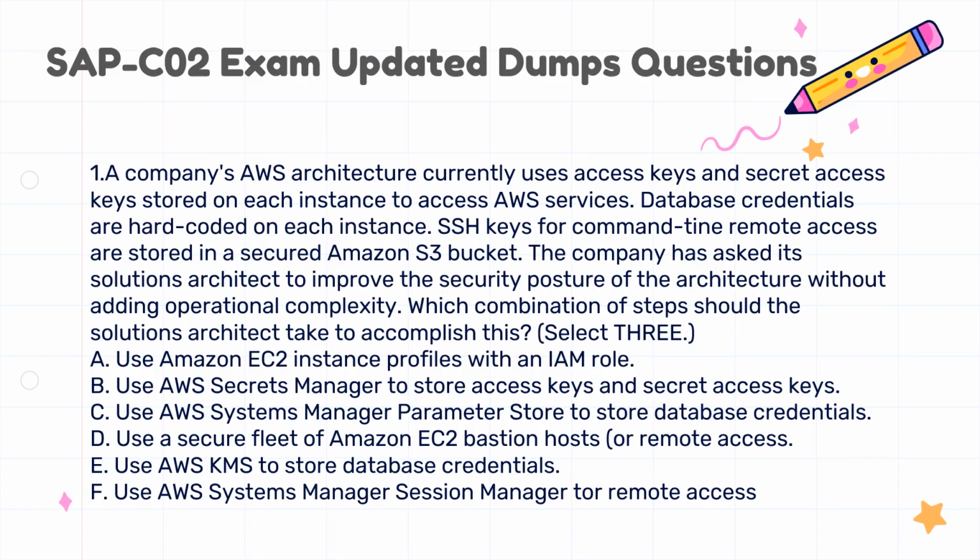1. A company's AWS architecture currently uses access keys and secret access keys stored on each instance to access AWS services. Database credentials are hard-coded on each instance. SSH keys for command-line remote access are stored in a secured Amazon S3 bucket. The company has asked its solutions architect to improve the security posture of the architecture without adding operational complexity. Which combination of steps should the solutions architect take to accomplish this?